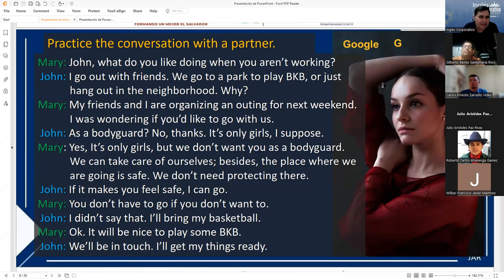As a bodyguard? No, thanks. It's only girls, I suppose. Yes, it's only girls. But we don't want you as a bodyguard. We can take care of ourselves. Besides, the place where we are going is safe. We don't need protecting there. If it makes you feel safe, I can go. You don't have to go if you don't want to. I didn't say that. I'll bring my basketball. Okay. It would be nice to play some basketball. We'll be in touch. I'll get my things ready.